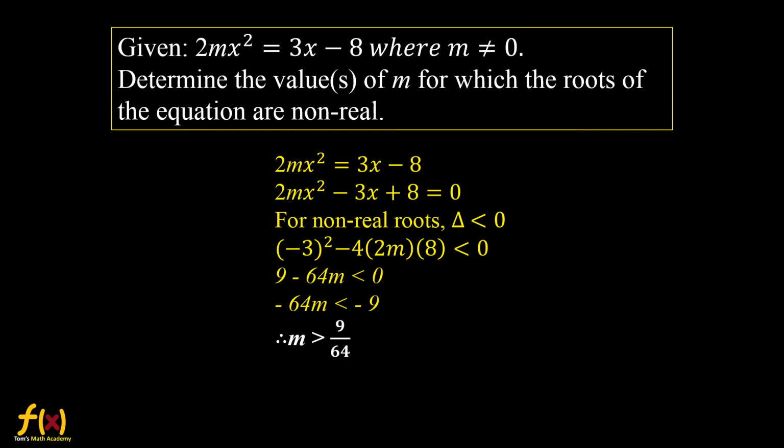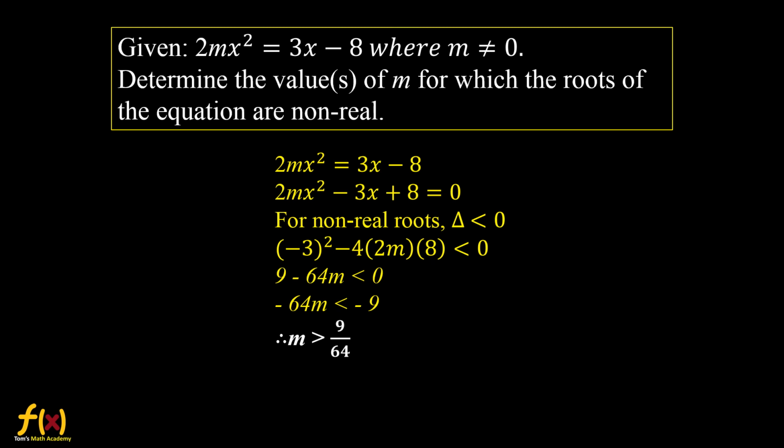Given 2mx square equal to 3x minus 8, where m not equal to 0, determine the values of m for which the roots of the equation are non-real. Another indirect question. Okay, so we modify the equation first into the standard form, and we must know that for non-real roots, delta must be less than 0, negative. So we apply that information here.